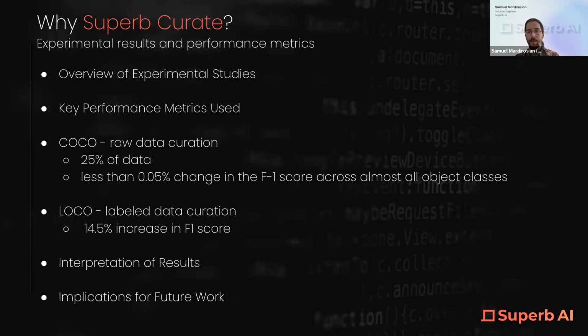Also, in our experiments on the LOCO dataset, by utilizing our auto-curate features to carefully select which data to include in the validation set, we saw a remarkable 14.5 increase in F1 score on average across all object classes relative to a random sampling. I think these results provide pretty valuable insights into the capabilities of Superb Curate, and they'll inform our future work. We plan to continue building on these results and conducting further experimental studies to evaluate and enhance the performance of Superb Curate.